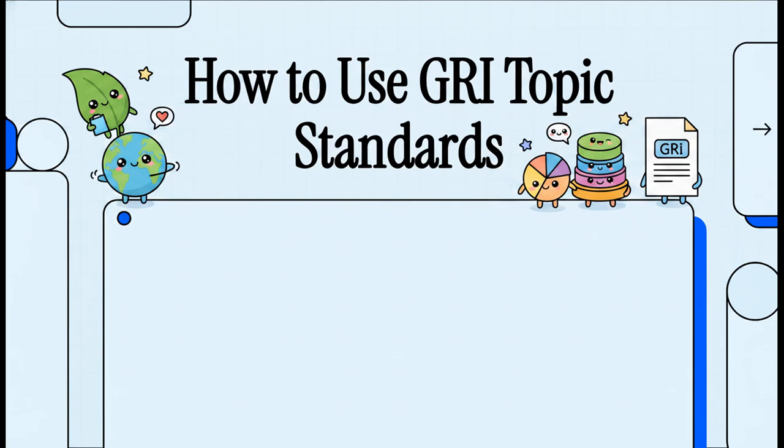All right, let's dive into a really common question in sustainability reporting. You've figured out your most important impacts, but how do you actually report on them in a way that's credible? We're going to break down how to use the GRI Topic Standards to get it done right.